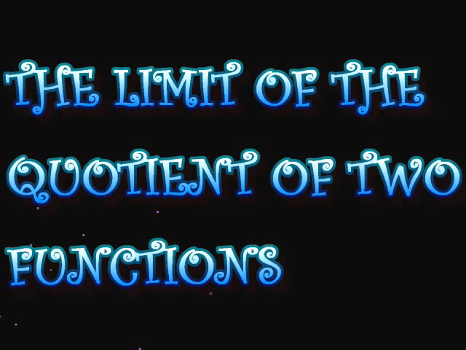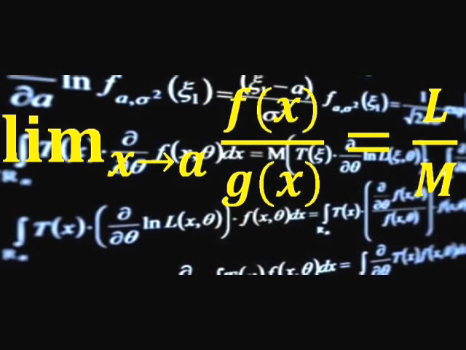Theorem 7. The limit of the quotient of two functions. The limit of the quotient of f of x and g of x as x approaches a is equal to the quotient of L and m.